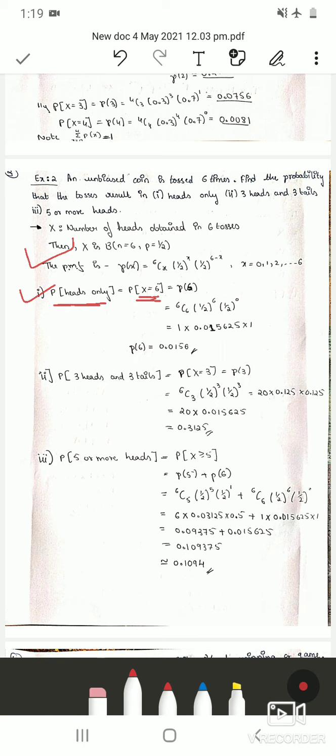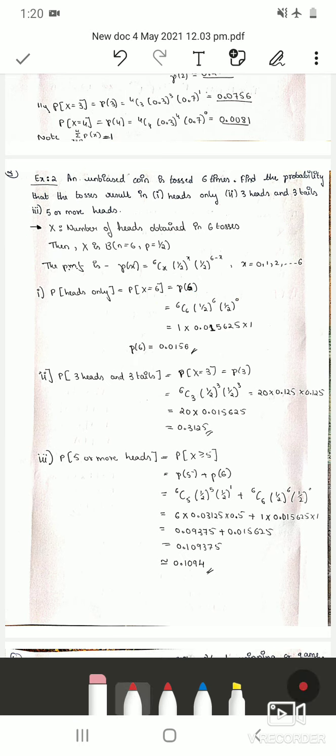So now in place of x, substitute 6. Just like the previous problem, we want to calculate the probability that x equal to 6, that is, all the tosses result in head. Therefore it is 6C6 (1/2)^6 (1/2)^0, because 6 minus 6 is 0.